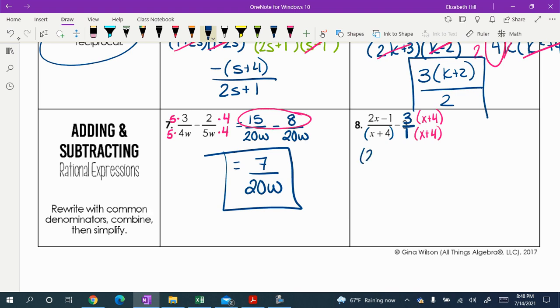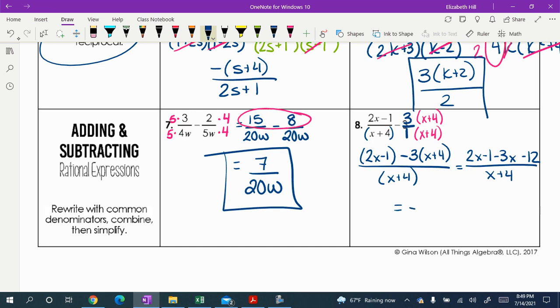So now I have the quantity of 2x minus 1 minus 3 times the quantity of x plus 4 all over x plus 4. Okay. And in this situation, I am going to do a little simplifying real quick here. And I've got 2x minus 1 minus 3x minus 12 over x plus 4. So 2x minus 3x, so that's going to be a negative x and a negative 13 over x plus 4. So here my expression simplifies down.